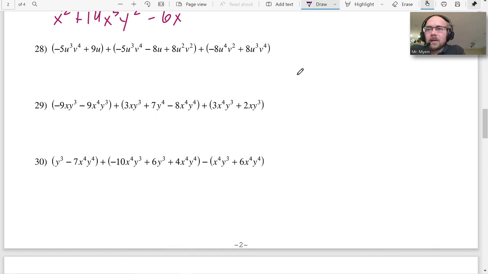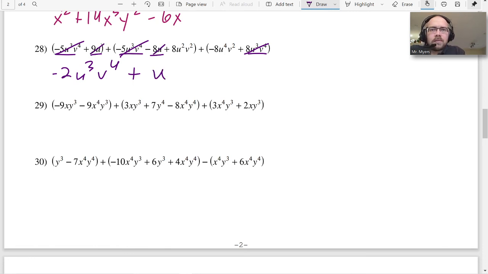Here we go. So u3v4, u3v4, u3v4. There's 3 of those. Okay, so minus 5, that's minus 10 plus 8 is minus 2 u3v4. Boom, boom, boom. Next, 9u, 8u, no other u's. 9 minus 8 is 1. So plus, you can put 1u or just u.